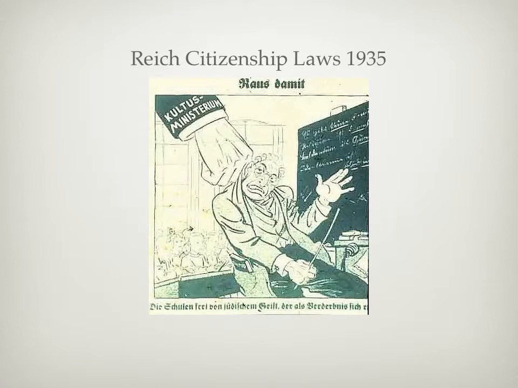Hitler also passed what were called the Reich Citizenship Laws of 1935. This cartoon shows teachers being dragged out of the school by the cultural ministry. Teachers, university professors, public servants, and all Jewish people in public life were expected to withdraw after the Reich Citizenship Laws were put into place.